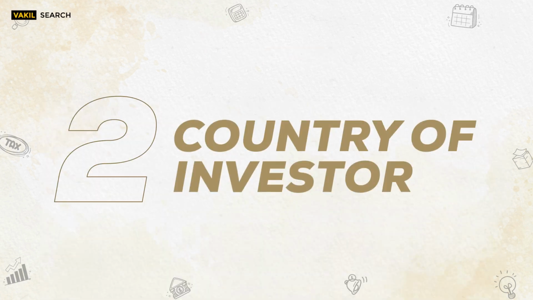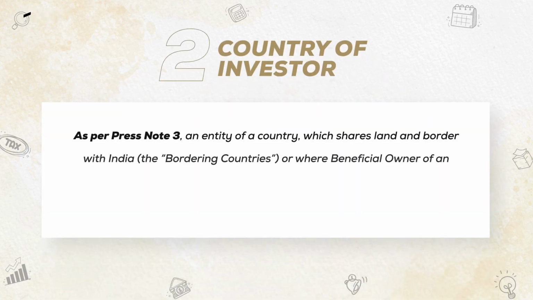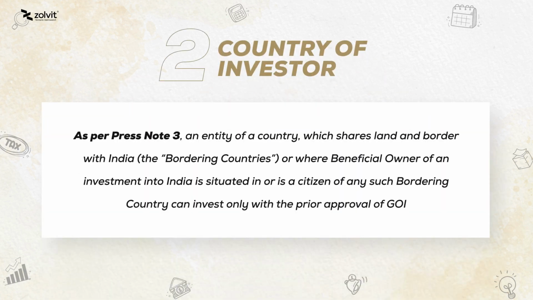Number 2 is country of investor. If the investor belongs to a country which shares a land border with India in any form, whether it is an entity registered in that country or an individual who is a citizen or a beneficial owner in that country, in that case the investment will be brought by the approval route, that is, prior approval from the RBI is required.